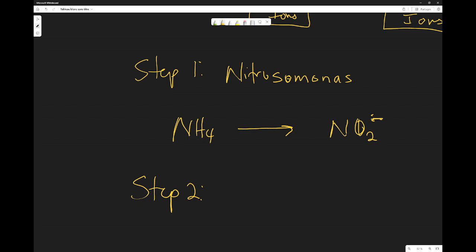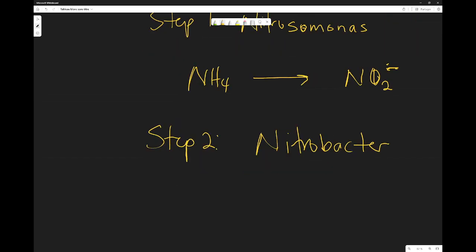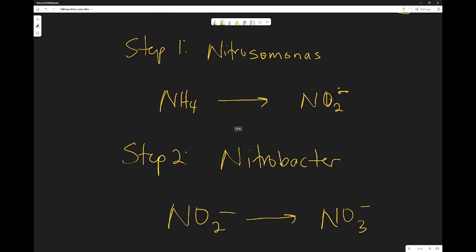And this includes bacteria of the genus Nitrobacter. So this reaction now sees the conversion of our original nitrites to nitrates. And you can see that nitrification is all about the oxidation of ammonium compounds.